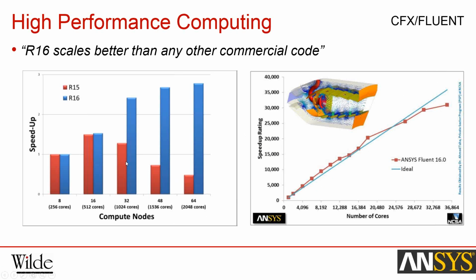Same thing in CFX, which is the graph on the left. You can see the difference between R15 and R16. R16 is sped up by a factor of at least 2 across a multi-phase transient analysis. It's a turbine analysis that we're looking at here with 64 million elements. Again, once you have about 2,000 cores, the analysis has sped up quite rapidly.